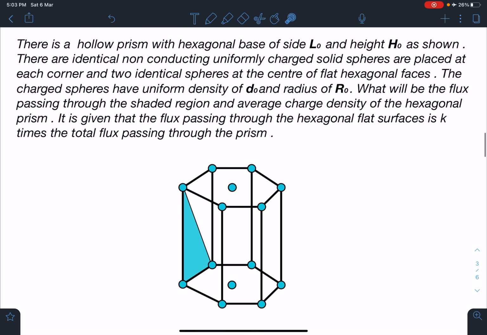It was easy, and such type of questions can come in JEE Mains and JEE Advanced, both types of exam.